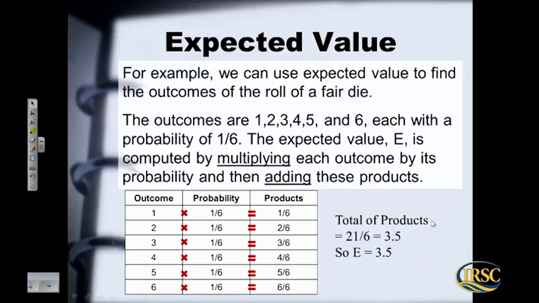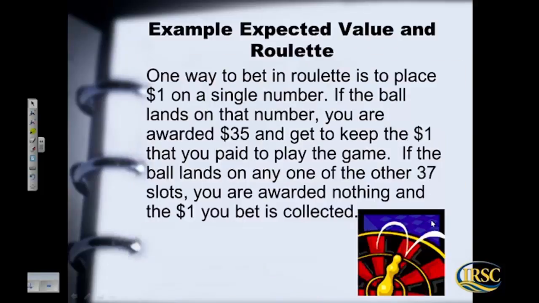Now, let's see a little bit more practical way of using expected value. One way to bet in roulette is to place $1 on a single number. Down at the bottom is what roulette looks like if you're not familiar. The person in charge spins the wheel, they roll a little white ball around, and wherever it lands, you don't know, you have to wait for the outcome.